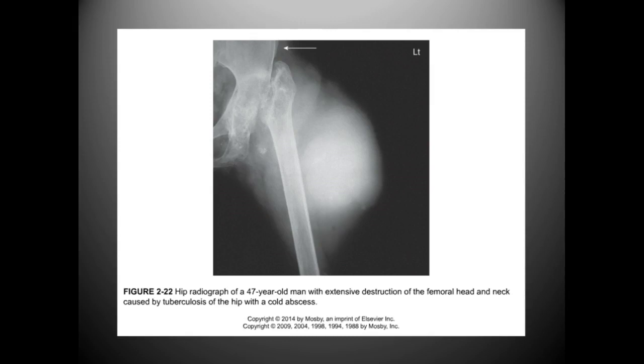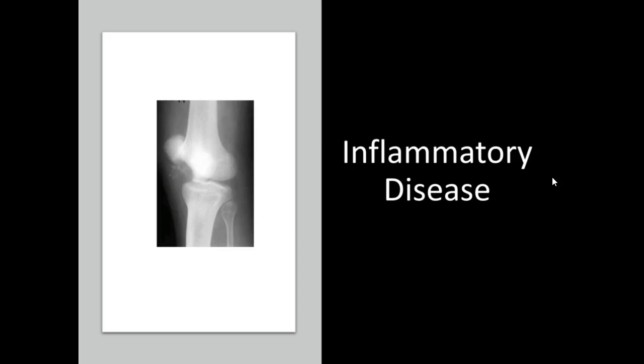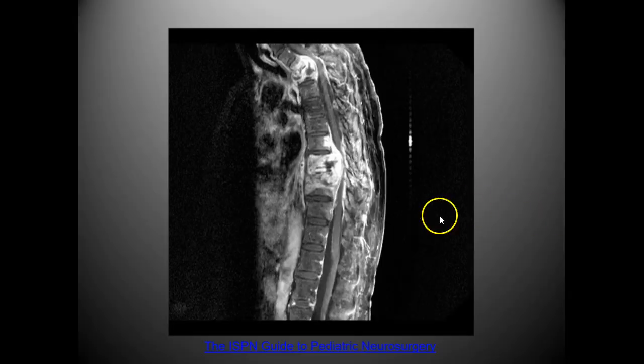This is a hip of a 47-year-old man with excessive destruction of the femoral head. It's gone. And neck caused by TB. How sad is that? And there's a huge abscess here also. So this is the abscess, and you can see that the whole head and neck is gone. Eaten away by TB. All right, and here you can see a big hunk. It looks like it's been bitten out of this knee. It's got a big bite taken out. Yikes. And of the spine.